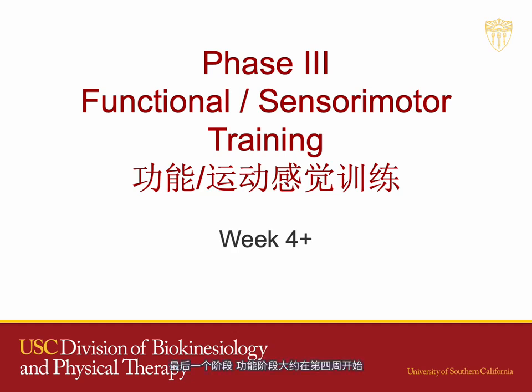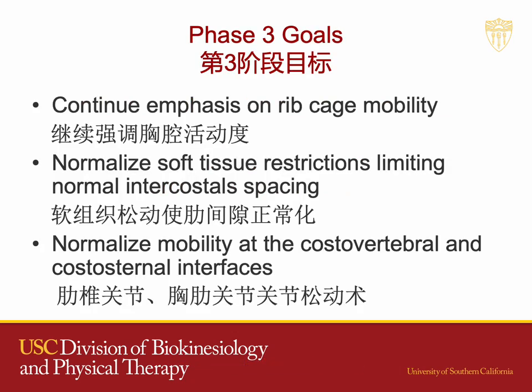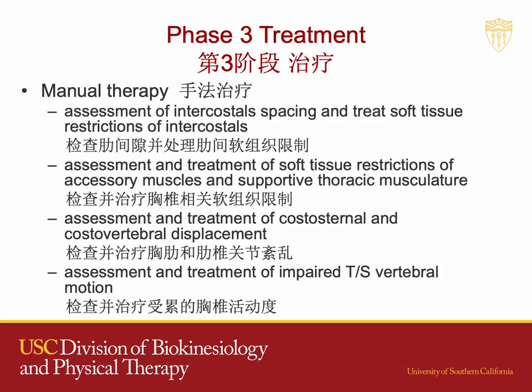Okay, so last phase, the functional phase, is going to be starting around week 4. And we're really emphasizing that ribcage mobility. If there are any soft tissue restrictions intercostally, so like in between the ribs, you can definitely do some soft tissue work for that. We want to make sure that that's okay. And then making sure that between the rib and the thoracic spine, as well as between the rib and the sternum, there's good motion between those joints. So our manual therapy is really focusing on that.